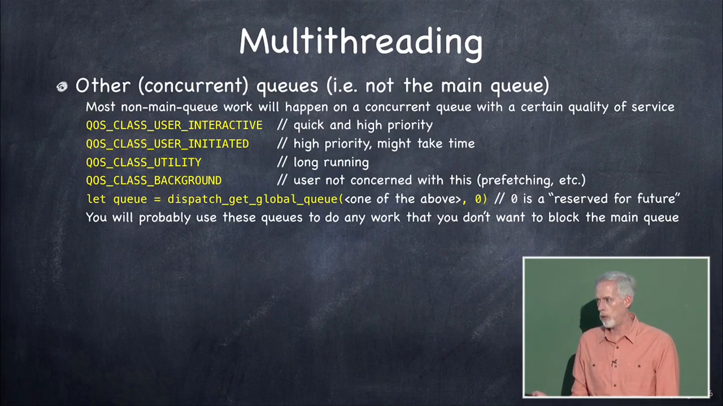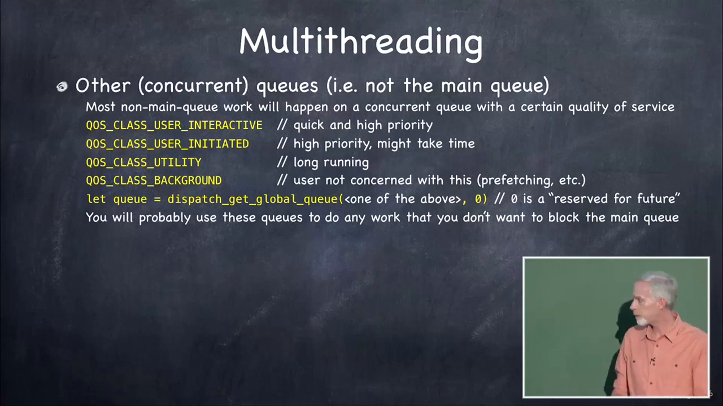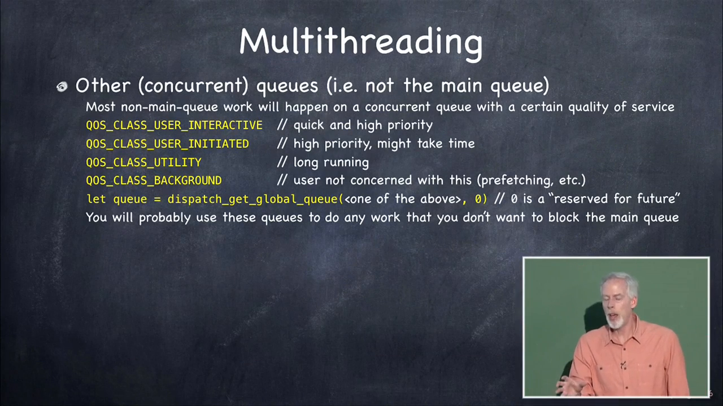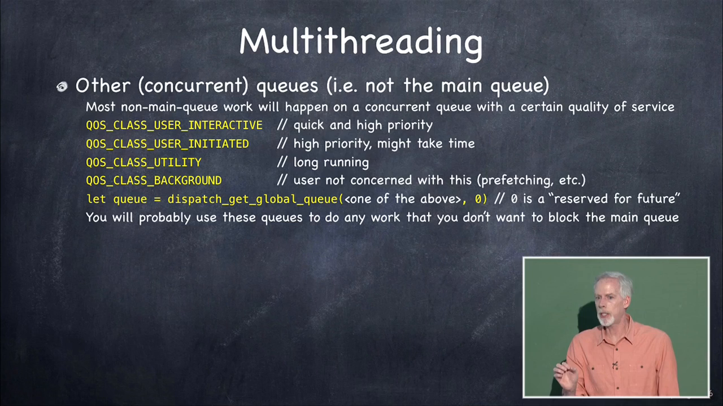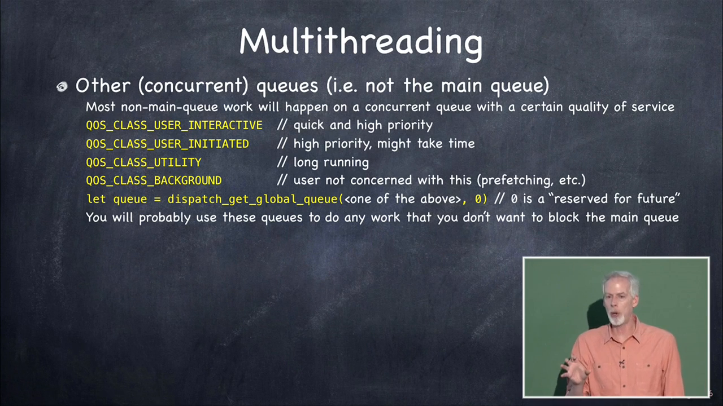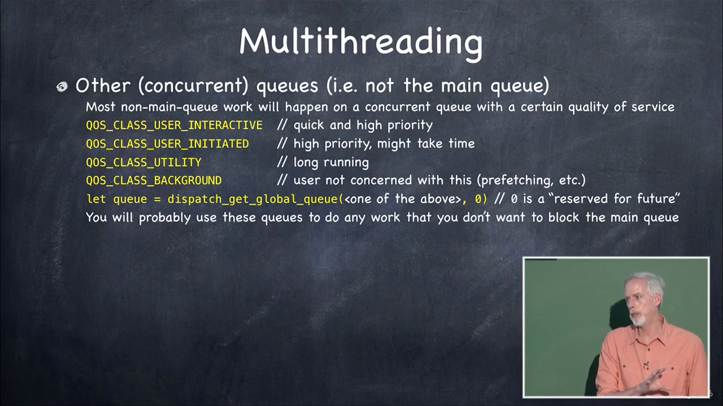Again, it's a concurrent queue, so it's doing things concurrently. It's not serial. And user interactive means the user just asked to do something. It's going to take a little bit of time, so I don't want to do it on the main queue, but I need this done as soon as possible because the user is interacting with me right now. So this is very high priority, but lower priority than the main queue.